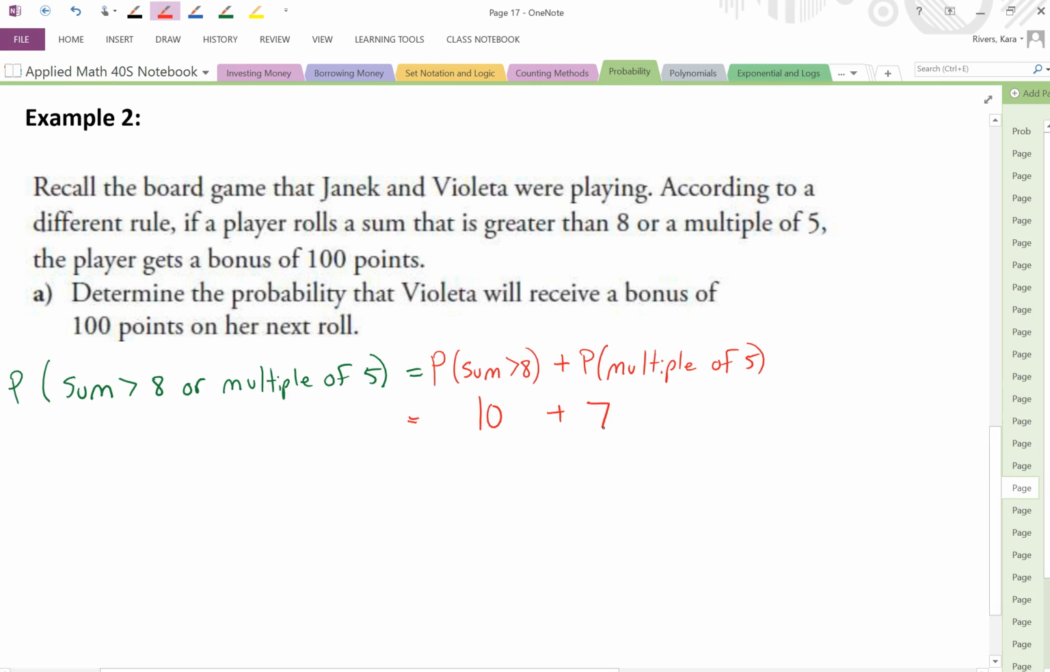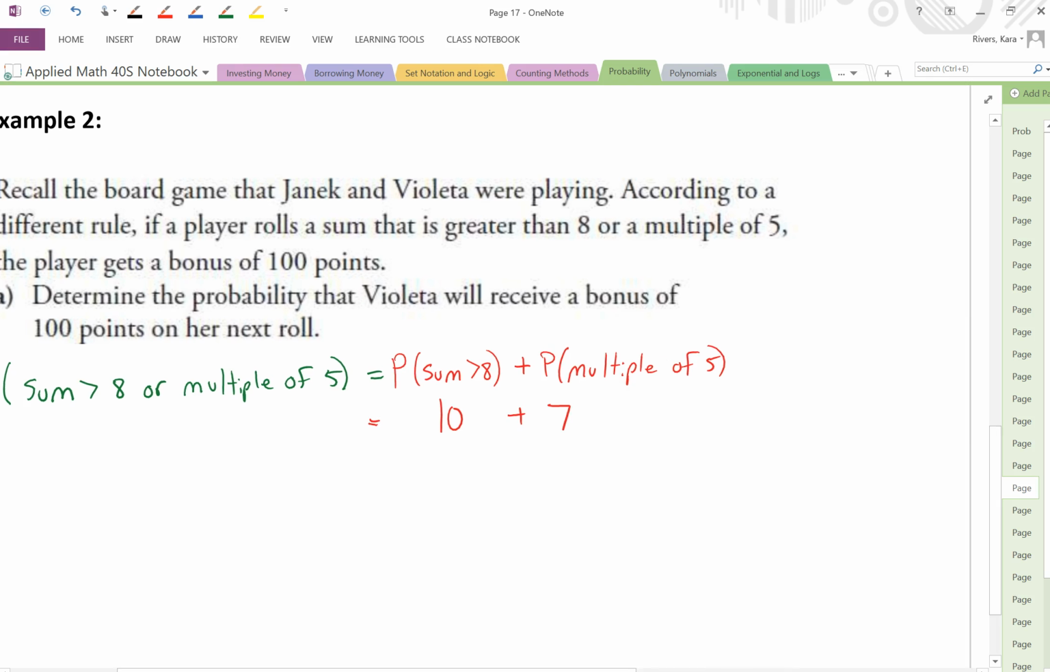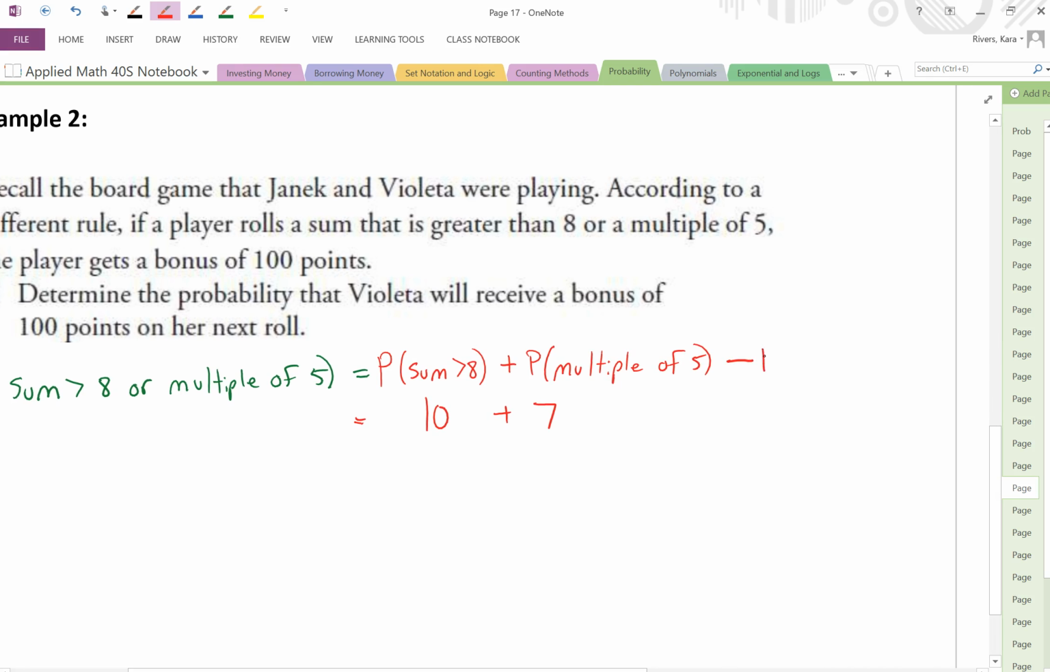But that's because there are 3 values that are double counted, so you have to subtract off the probability of both, which means we would subtract off those 3 10s. Now this is probability, so it would be 10 out of 36, 7 out of 36, 3 out of 36. So you're not just counting the arrangements, but you're counting the probability that that holds true. And in this case, that would be 14 out of 36.